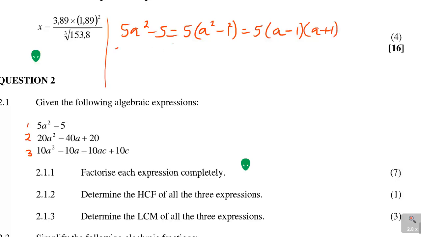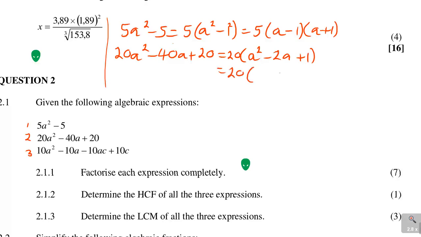All right, and then what about 20a squared minus 40a plus 20? Now take out, you can see 20 is common, so you take out 20 first. You have got a squared minus 2a plus 1, which is equal to 20. Now you have 2 brackets here, which in this case are a minus 1 and a minus 1. So that is how you factorize that.